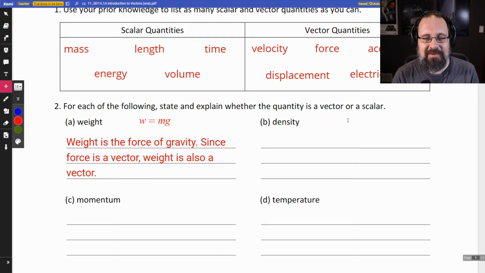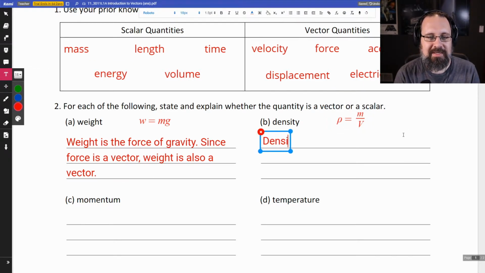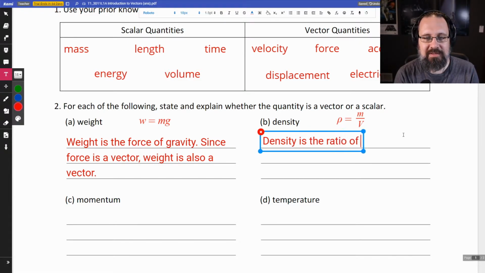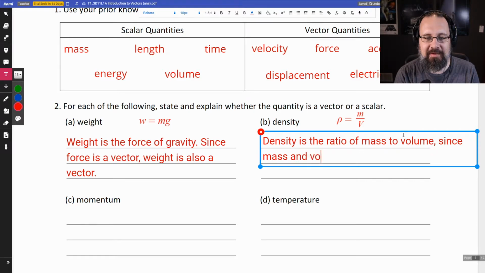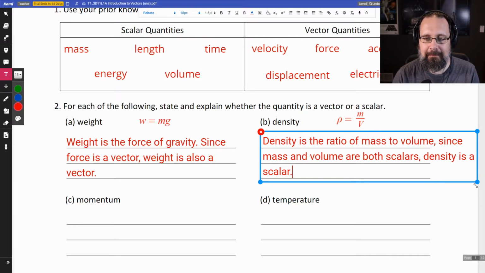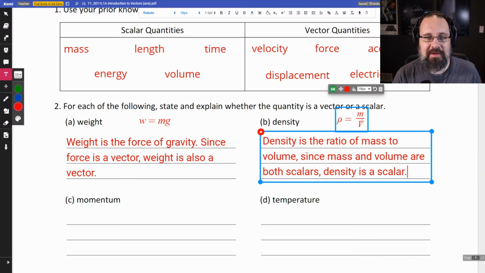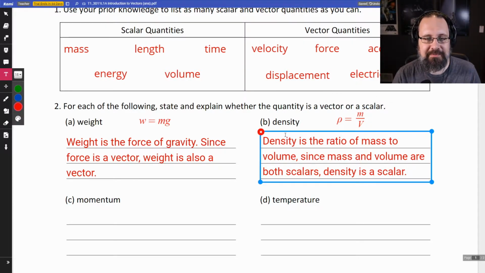Okay, let's look at density. Density is the Greek letter rho, spelled R-H-O, so slash rho to get it in the equation editor, is mass divided by volume. Density is a ratio of the mass of an object to its volume. Since mass and volume are both scalars, density is a scalar. Mass and volume, neither one of those are vectors. If you take a division of a scalar by a scalar, you're going to end up with a scalar.